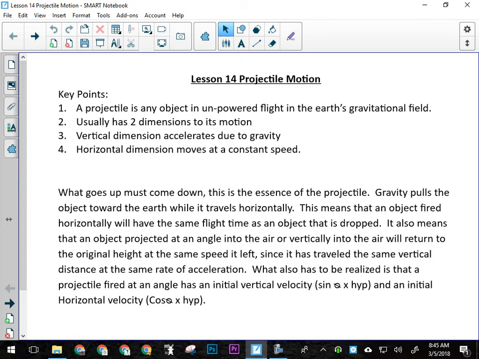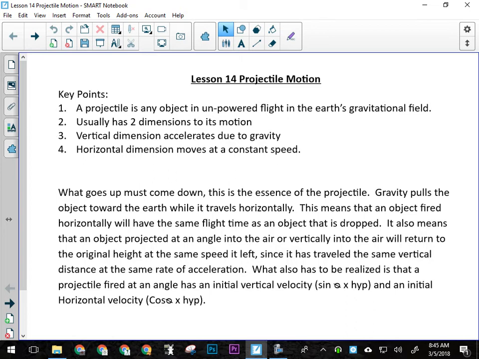There's a lot of things that go into predicting the flight and the distance and all of that, and that's some of the stuff that we're going to talk about today. The simplest projectile is something that's dropped. If you drop something, it's a projectile. If you throw it horizontally, it's also a projectile. And we have this fascination with things that travel through the air. Problem is that our idea of how things travel through the air has become skewed.